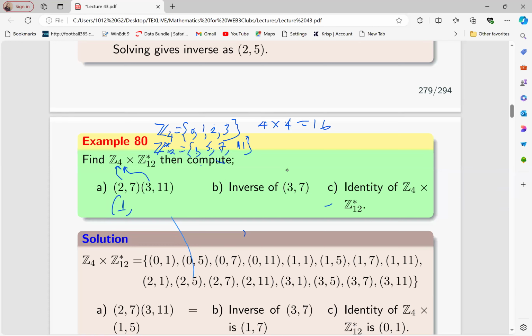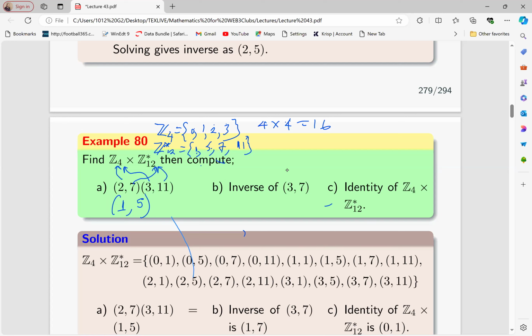We also notice that 7 is from the second group, 11 is from the second group, and the second group is multiplicative, which means we multiply these 2 elements and get 77 mod 12. The 12 will go there 6 times, because of 72, and left with the 5. Is that okay? So that is 2, 7 cross 3, 11. You get 1, 5.